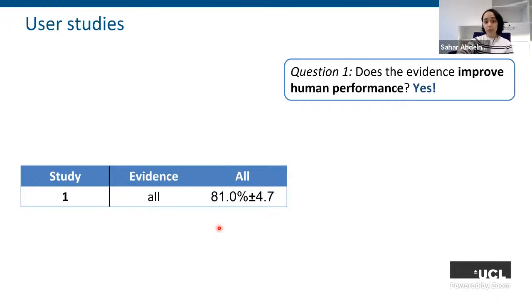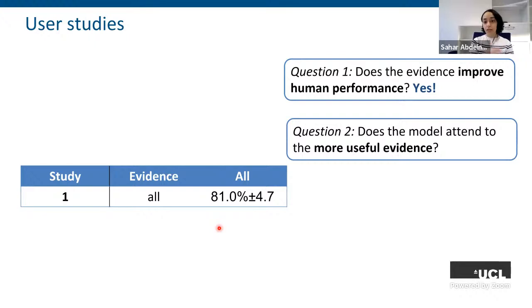The second thing is that we wanted to evaluate: does the model really attend to the more useful evidence? Why is this important? Well, as I said, it could be important if we want to somehow use the model in an assistive fact-checking setup, where we might use the attention in order to inspect the most important evidence items, or we want to make it easier or faster without having to go through all the evidence items that were retrieved. And therefore, to evaluate this, we designed another user study.